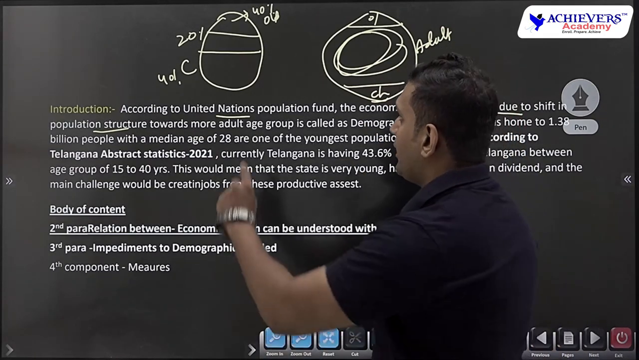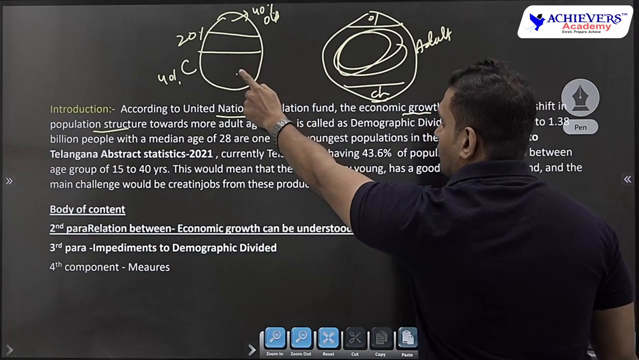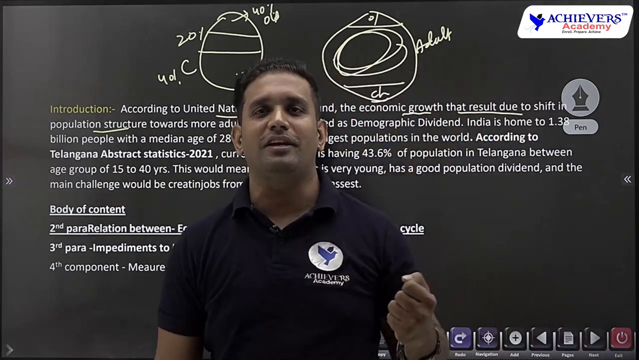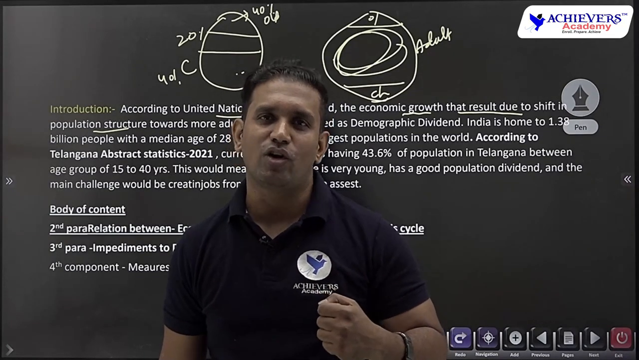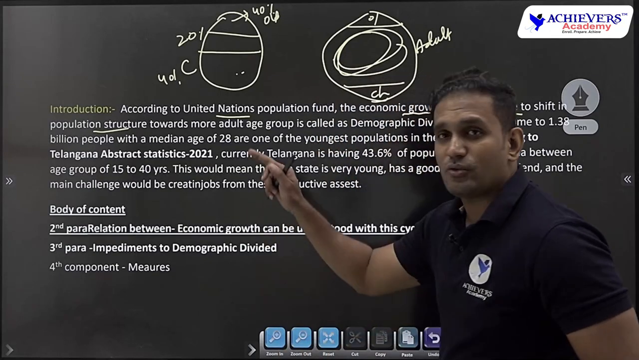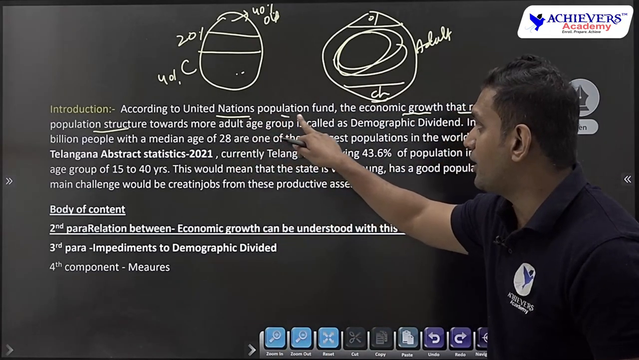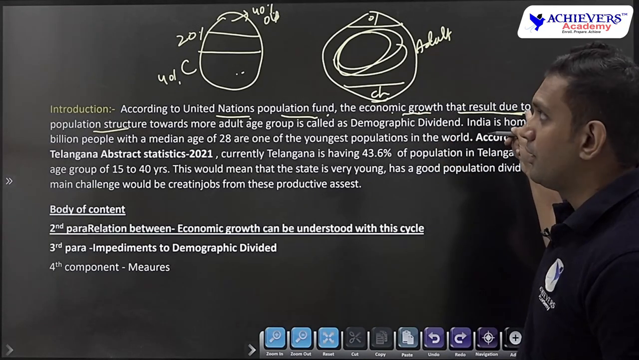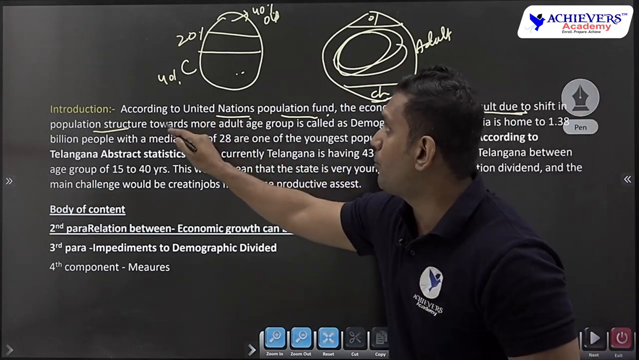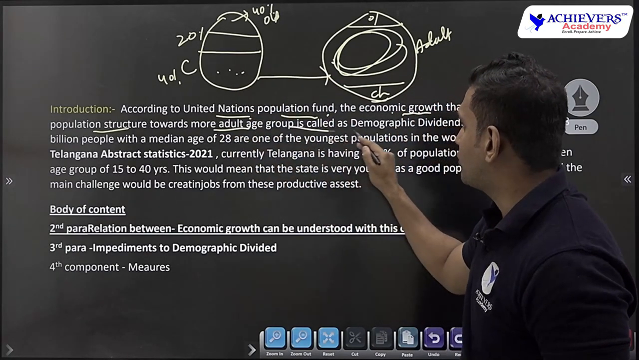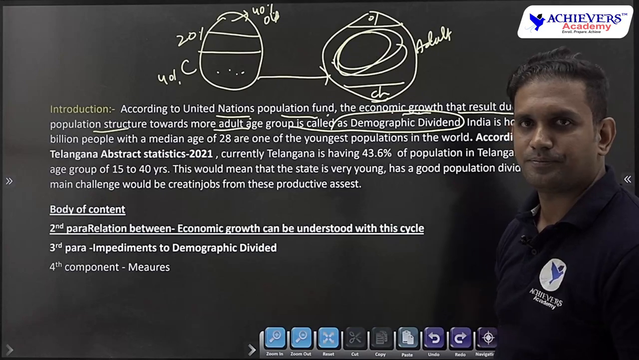Okay, so when a country moves from this situation to this situation, it will have the opportunity to pull economic growth. That's why it is very clearly said, according to the United Nations Population Fund, the economic growth that results due to shift in population structure towards the adult age group is called demographic dividend.